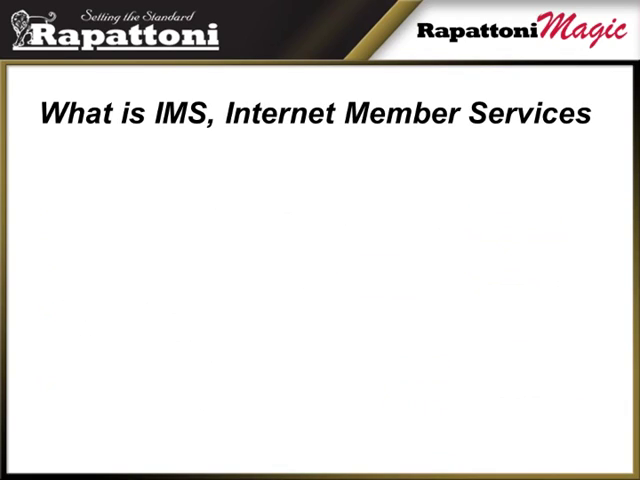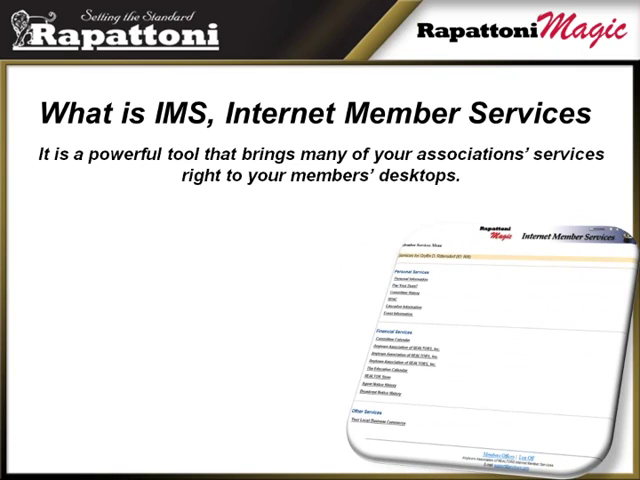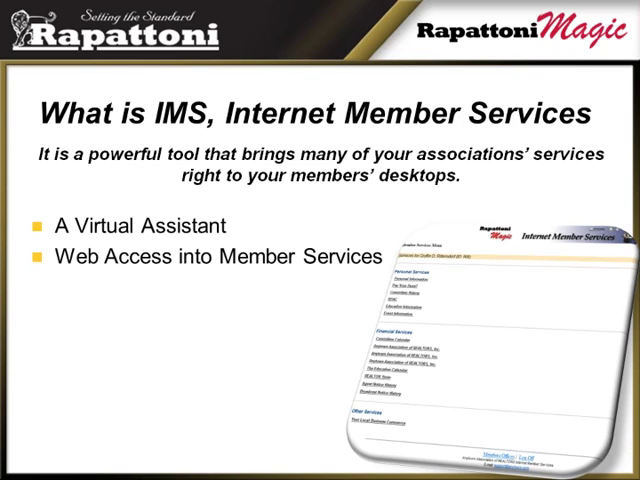So what is IMS, or Internet Member Services? I think this explanation says it perfectly. It is a powerful tool that brings many of your association services right to your members' desktops. IMS can function as a virtual assistant. Agents can perform tasks that they'd normally call the association for. Web access into member services gives agents a direct connection to their data and financial information.